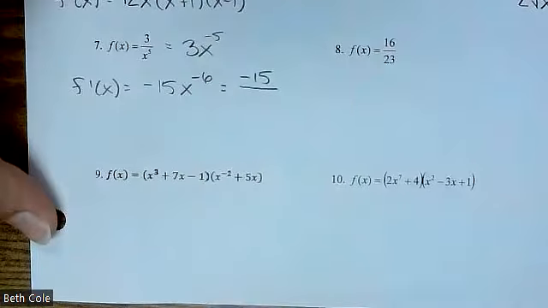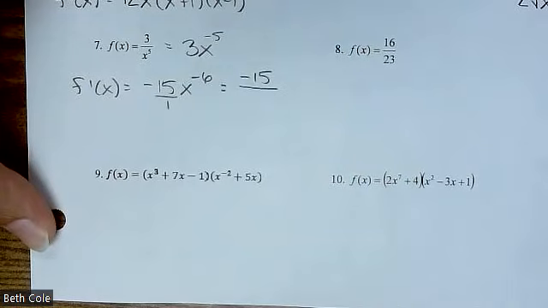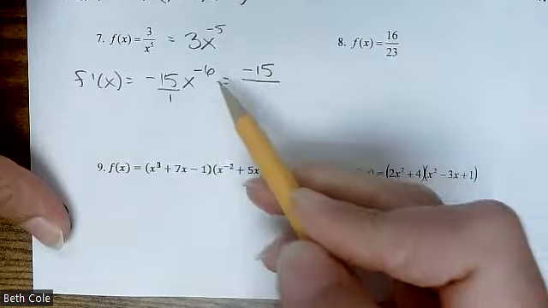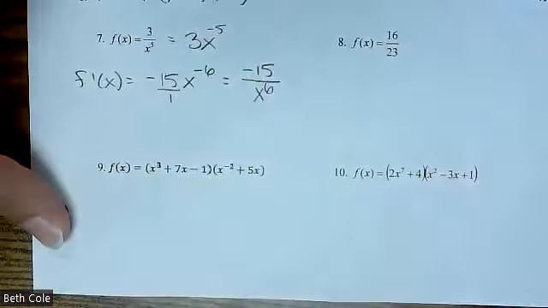-15 goes on the top. And if you're like, why was that? It's really -15/1. If you want to stick a 1 in there, you can. But then what goes on the bottom? x to the 6. Okay, it's negative, so it goes back down to the denominator.